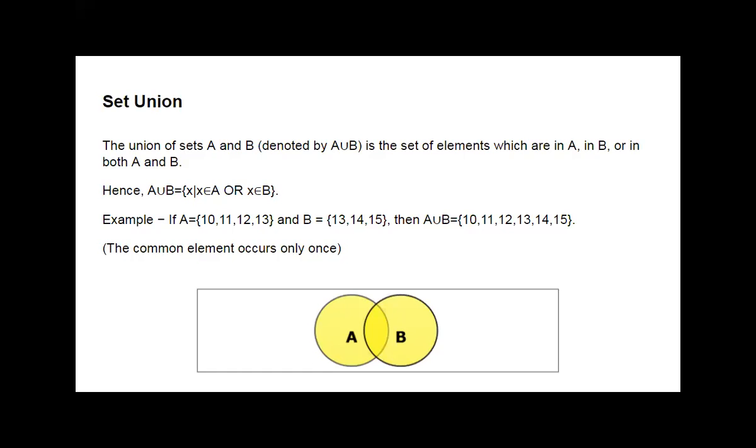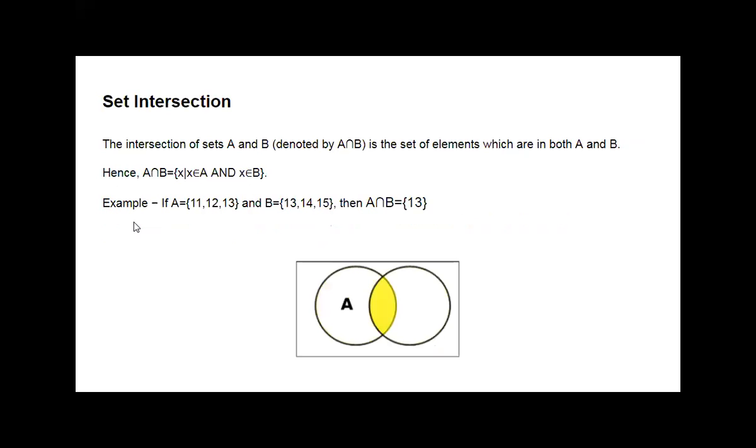Union means all the elements we have to consider from set A and set B. The common elements are taken only once. It is the union operation. Then intersection: in the intersection of A and B, only the common elements are considered. We can see with the help of the Venn diagram here. This yellow portion is the intersection of sets A and B. Only the common elements are there in the intersection.